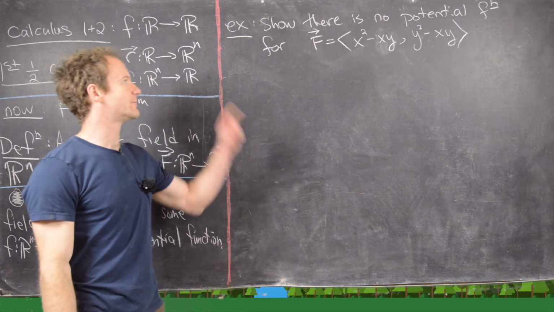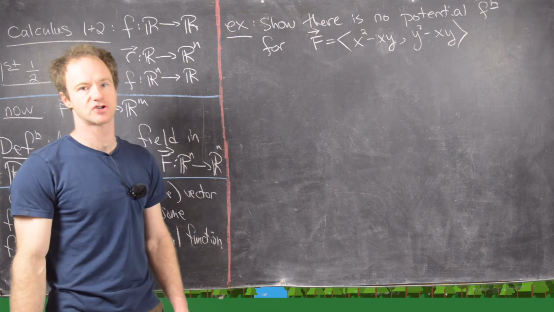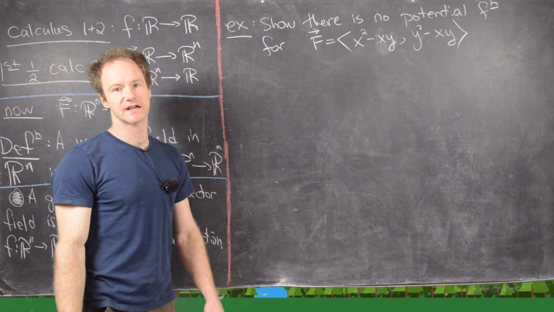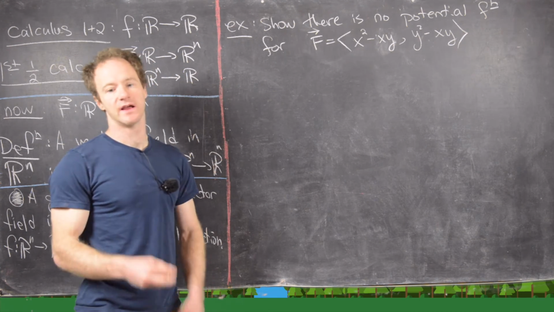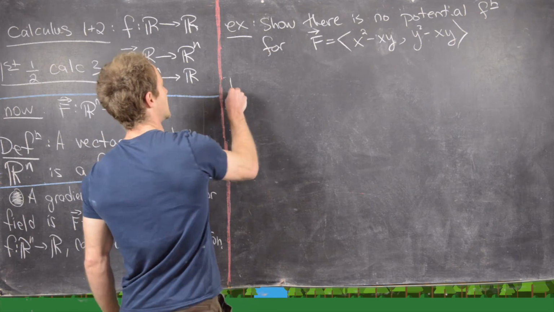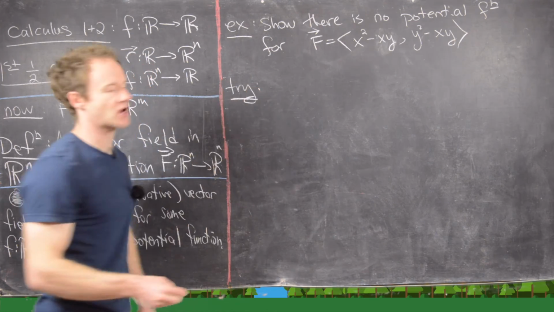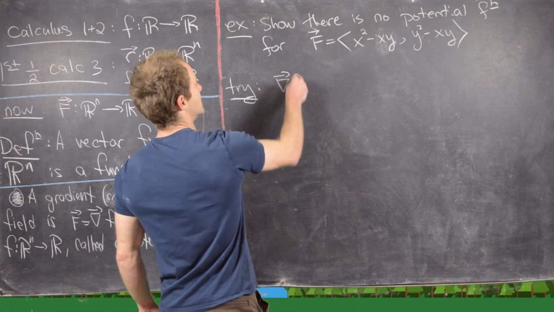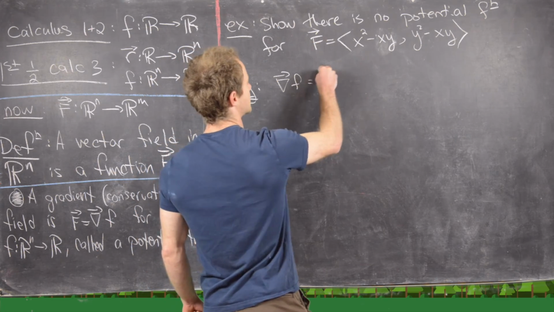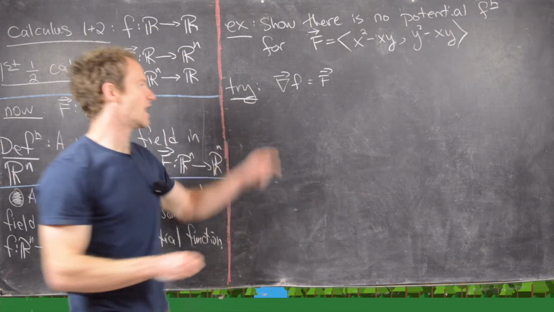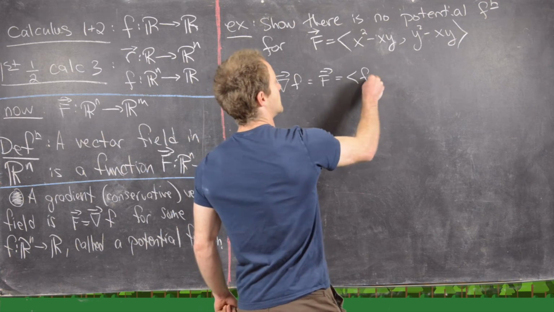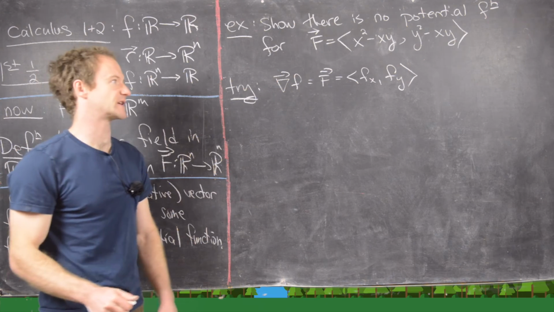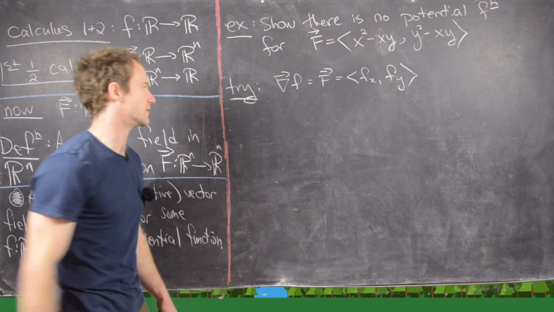Okay, for our final example, we want to show that there is no potential function for this vector field f given by x squared minus xy and y squared minus xy in each component. So let's do this by trying to find a potential function and then failing. We want to find a function so that when we take its gradient, we get f. So in other words, the partial with respect to x needs to be the first component, and the partial with respect to y needs to be that second component.